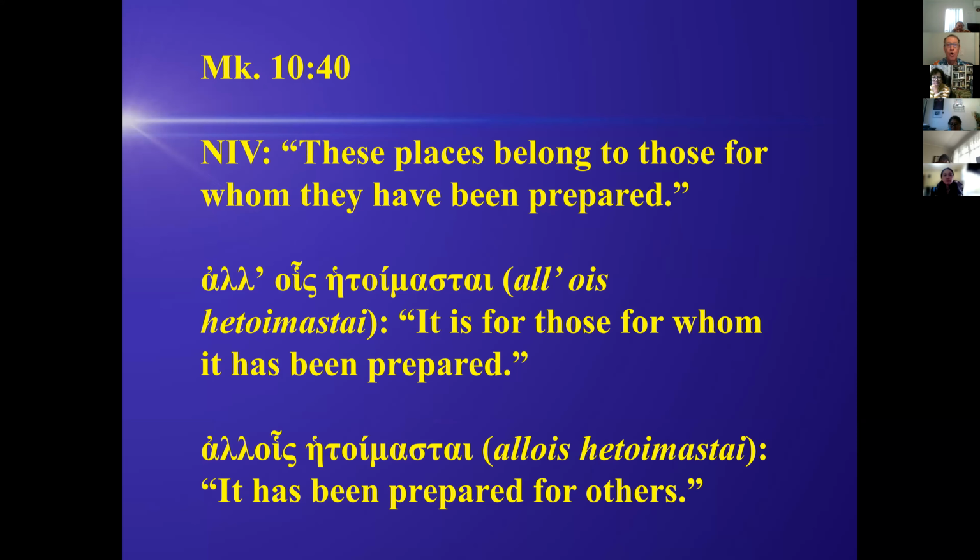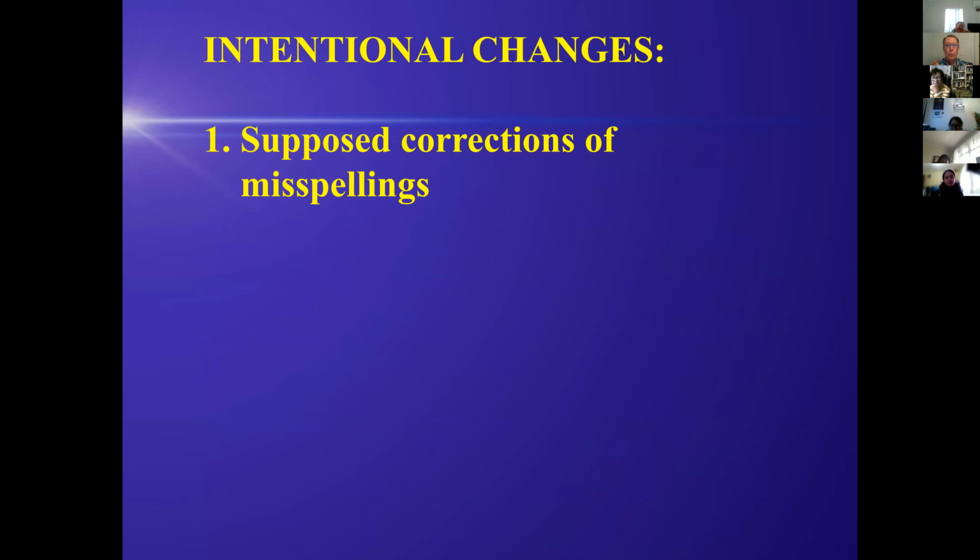Now, these are all unintentional changes that we're talking about. There were some intentional changes, supposed corrections of misspellings. A scribe comes along, something seems to be misspelled, but maybe it was intended to be that way, but he changes it. The best scribe is one who doesn't think. All he does is copy what's there. He is a copy machine. The ones that get us in trouble are the ones that think.